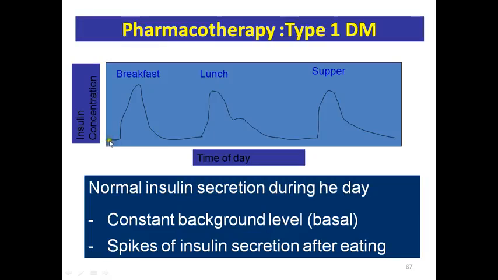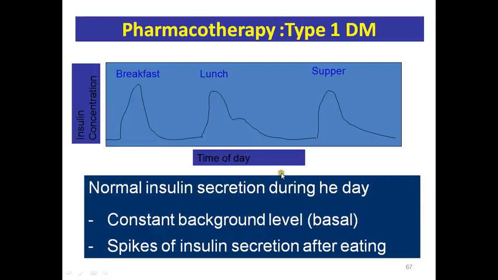So an insulin basal level is there throughout the day, and when a patient takes food, there is a surge of insulin. When you have taken breakfast and the glucose level rises, the insulin level rises. Then again at lunch, when you take food, there is an increase in the glucose level and an increase in the insulin level. And then at supper or dinner time, the same thing happens.